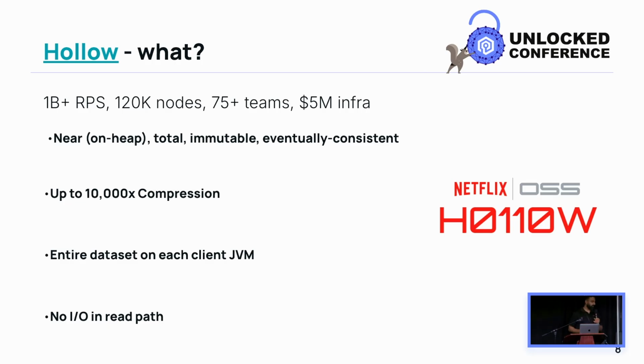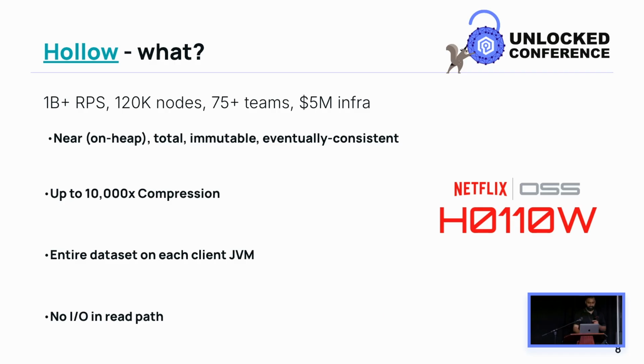The usage numbers of Hollow are staggering. More than 1 billion RPS is served at Netflix by Hollow, and the Hollow clients are deployed to around 120,000 nodes. 75 engineering teams use it, and it costs only $5 million a year of infrastructure spend. Since the entire dataset is in memory, reads are nanosecond latency, with no syscalls or network calls. But one might wonder, how big can these datasets be to fit entirely in memory? Well, the answer is more than what we might expect. Hollow is able to achieve orders of magnitude compression by using deduplication, ordinal references, and bit packing.